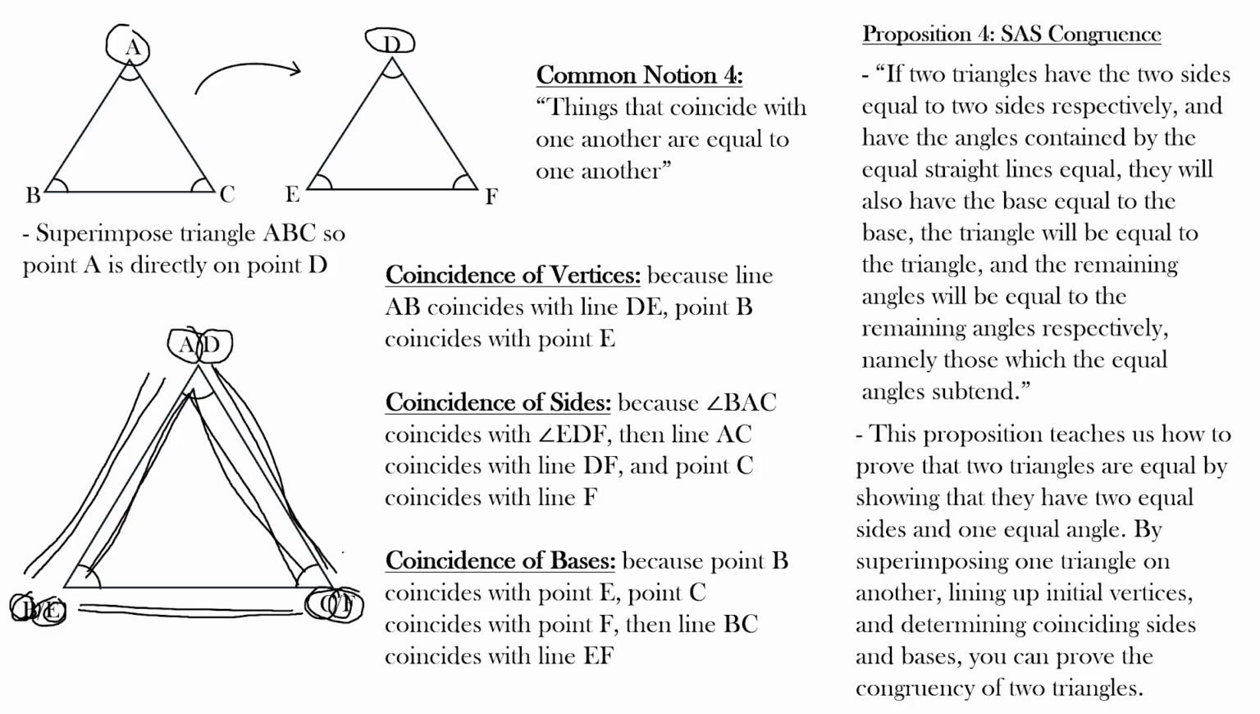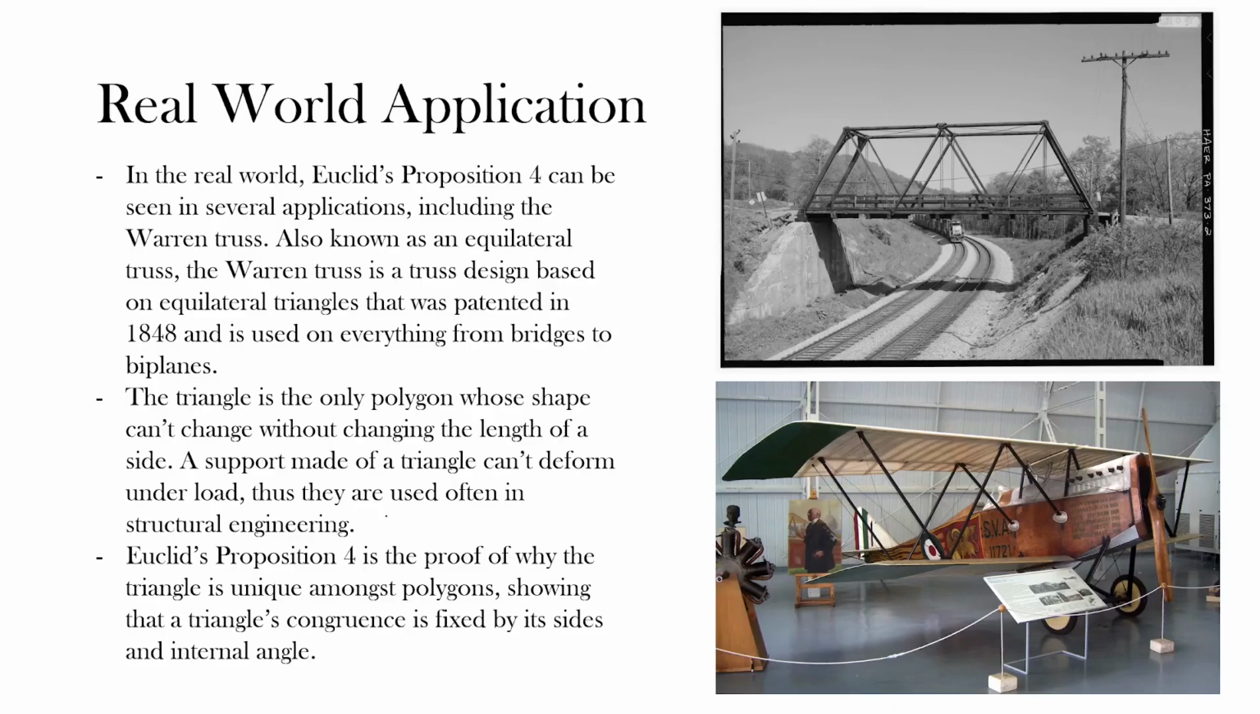It's kind of a long way of saying that if you take two triangles that are equal to each other, in order for them to be proven equal, you just have to put them on top, and they all have to line up perfectly. So in the real world, Euclid's proposition 4 can be seen in a number of different things, including the Warren truss.